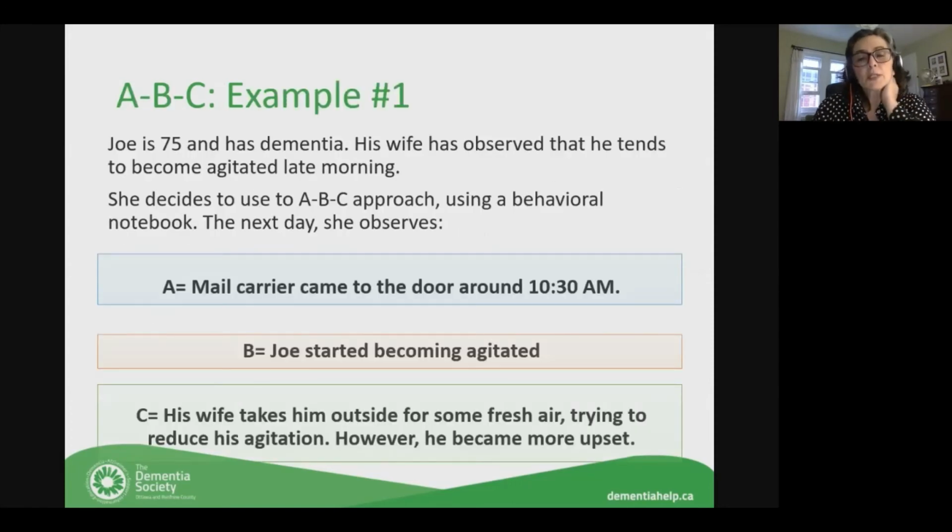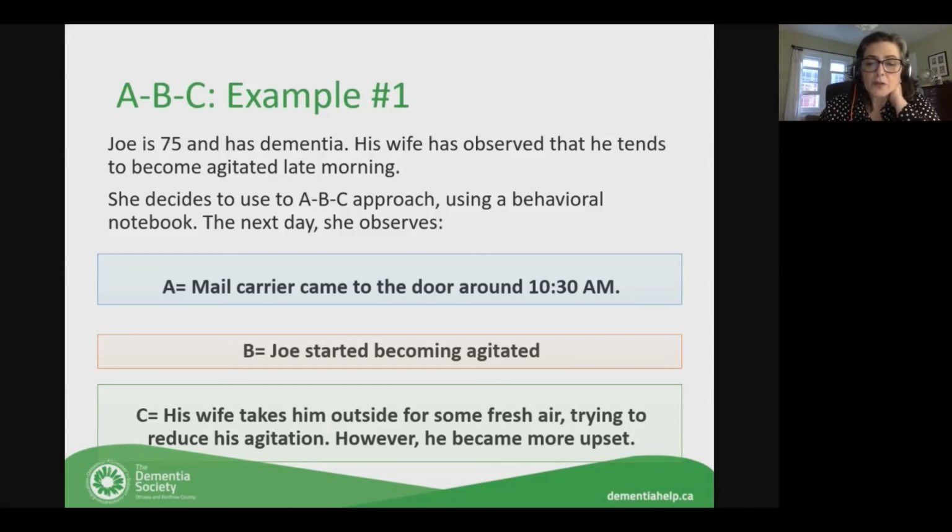So let's look at some examples very quickly that will put some meat on this whole ABC approach. Here we have Joe. He's 75, he has dementia, and his wife notices that he tends to get agitated later in the morning. She uses the ABC approach. What happens in the morning is that the mail carrier comes to the door at about 10:30, and Joe starts to get agitated around that time.